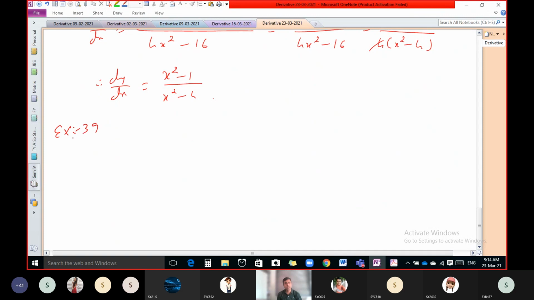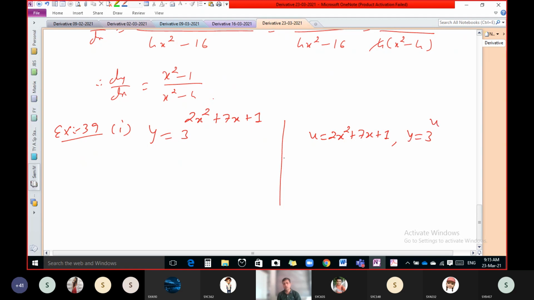Question number 39. First one. y equal to 3 raised to 2x square plus 7x plus 1. Same way, you can consider this power of 3 as u. So we get y equal to 3 raised to u. Now derivative of u with respect to x. That is very simple, 4x plus 7.